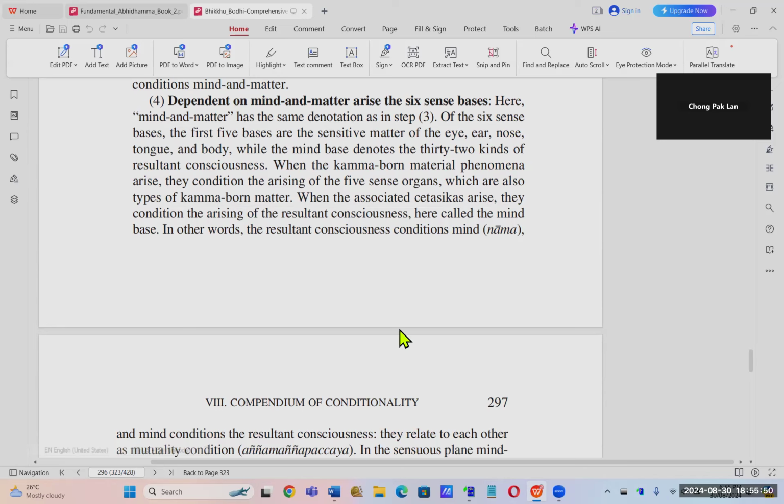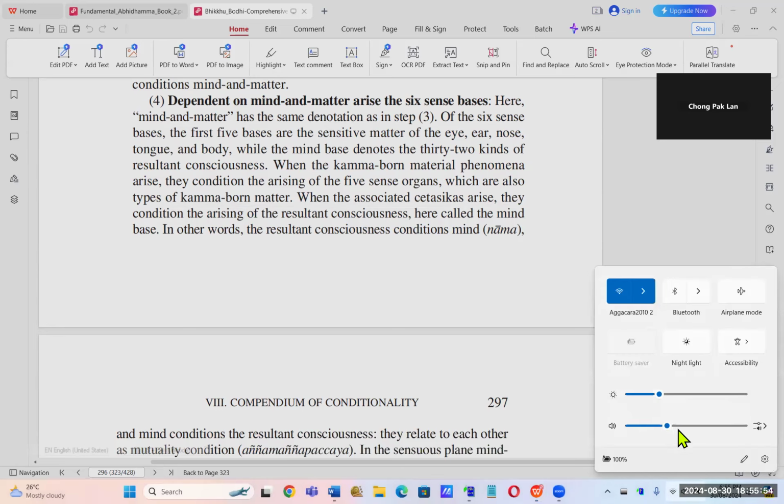Dependent on mind and matter arise the six sense bases. Here, mind and matter has the same denotation as in step 3. Of the six sense bases, the first five bases are the sensitive matter of the eye, ear, nose, tongue, and body, while the mind base denotes the 32 kinds of resultant consciousness. When the karma-born material phenomena arise, they condition the arising of the five sense organs, which are also types of karma-born matter. When the associated cetasikas arise, they condition the arising of the resultant consciousness, here called the mind base.